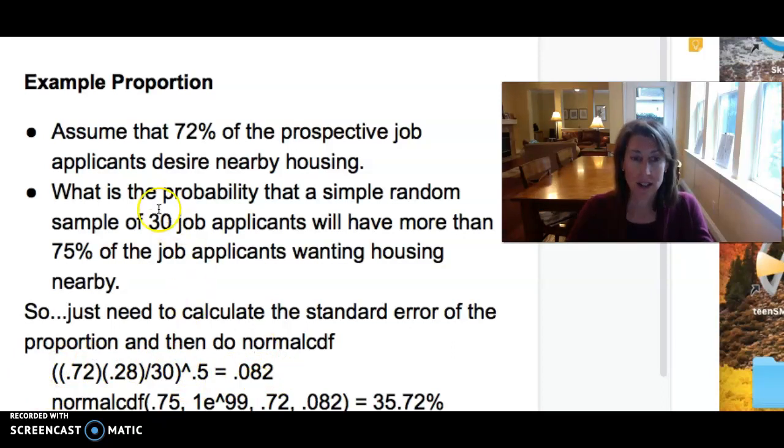So now I go back to the question, what's the probability that you're going to have more than 75% of the job applicants wanting housing nearby? So 0.75 is my lower bound, positive 1E99 is my upper bound, 0.72, that's coming from the proportion of the population, and then 0.082, that's my standard error of the proportion. And I got 35.72%. So that's the answer. 35.72% is the probability that more than 75% of job applicants want to have housing nearby.